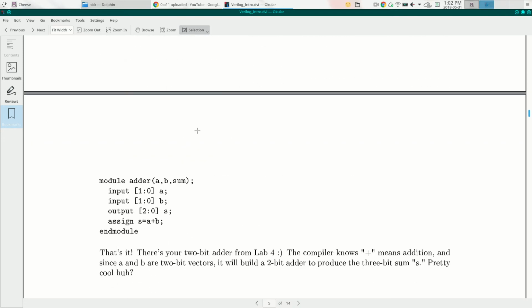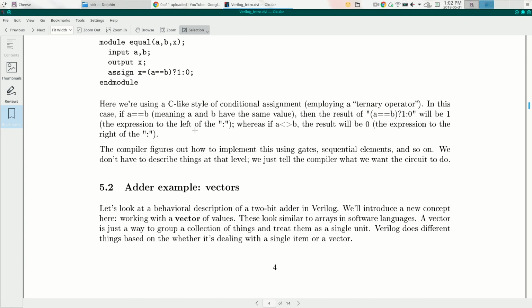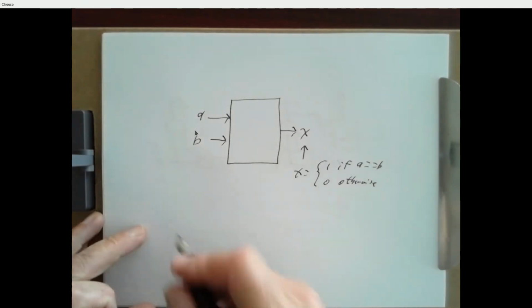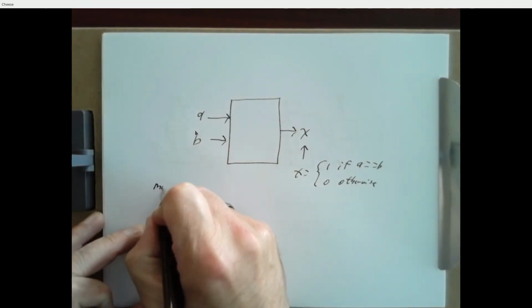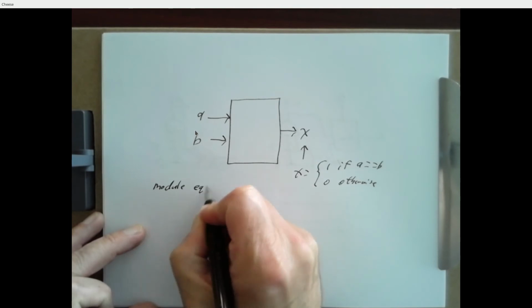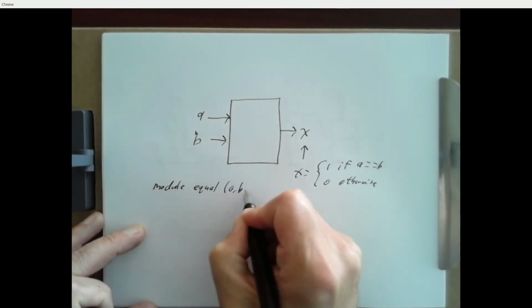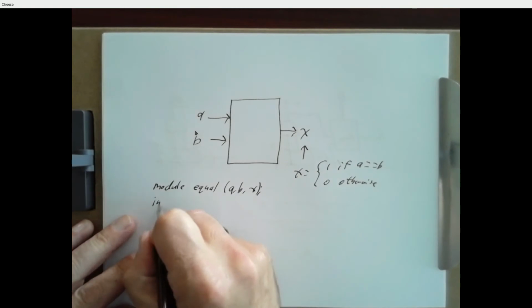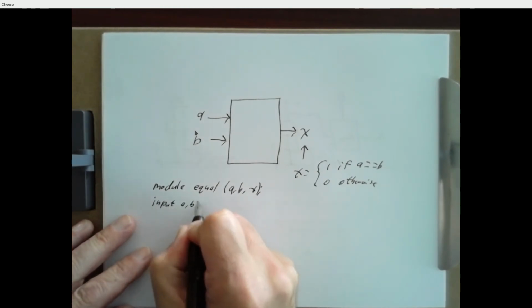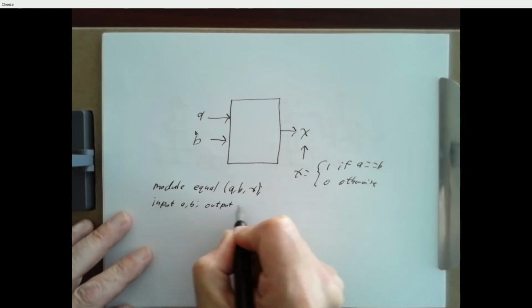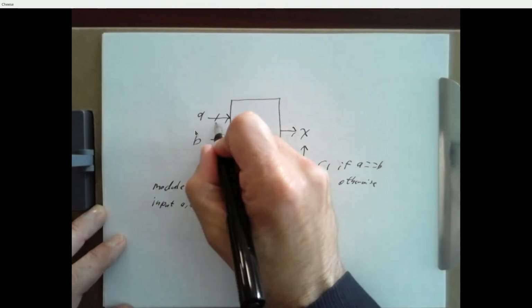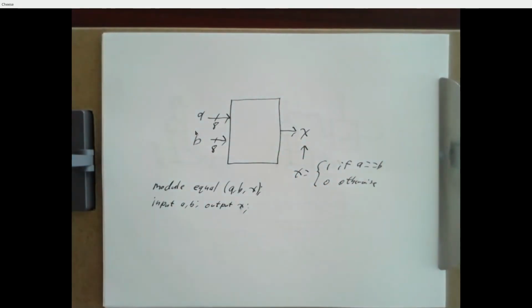we can actually create vectors that represent things with more than 1 bit. So here's what I can do. I can say let's make a module called equal, ABX. A and B are inputs, X is an output. And suppose I want to compare 8-bit numbers, A and B.